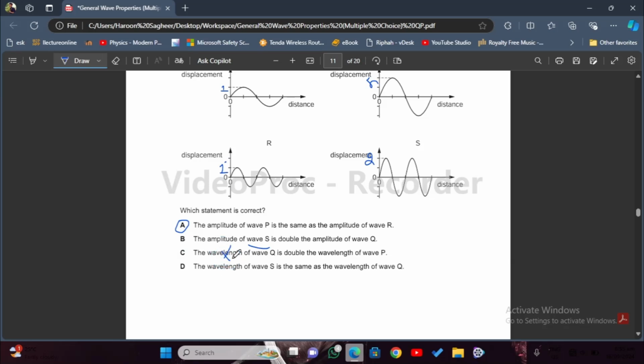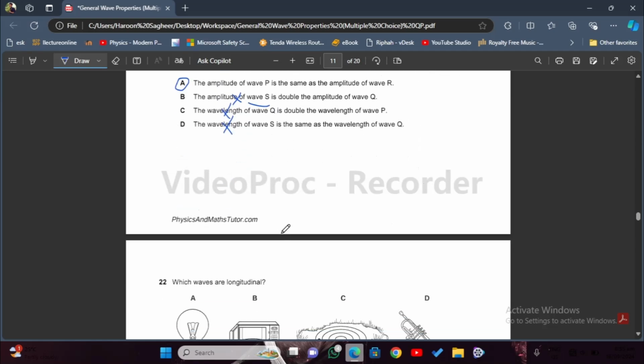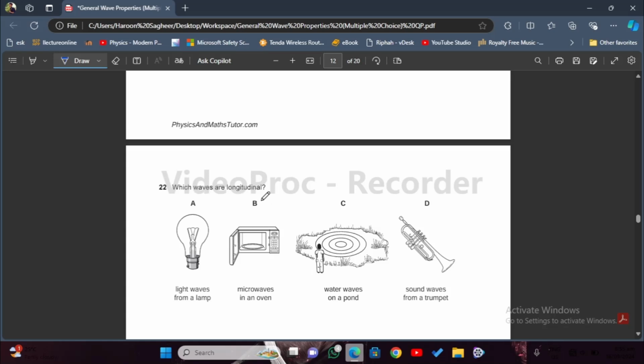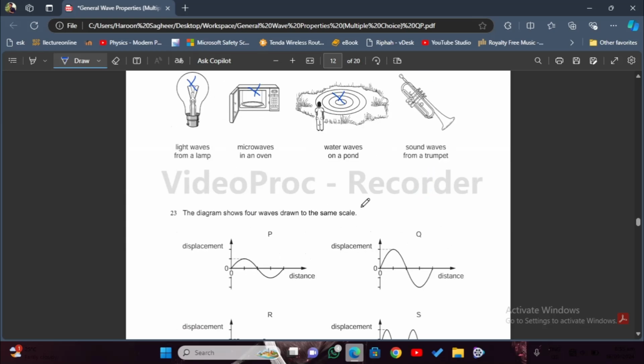So both the options involving the wavelength will be incorrect, and this B is also incorrect. So that's why I just said that part A is correct. Now, which waves are longitudinal? We do know that light waves are transverse, microwaves are transverse, water waves are transverse, so the sound waves are longitudinal. So option D is correct.